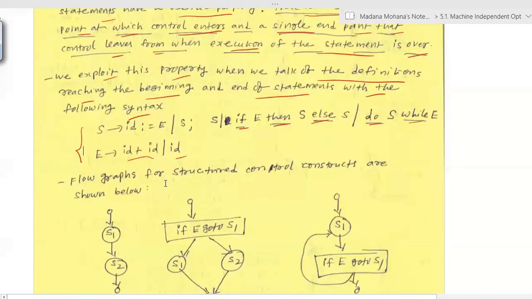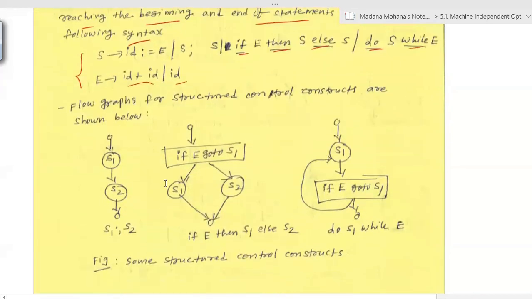Now for this, let us see the flow graphs, how these are all represented. Flow graphs for structured control constructs are shown below. So S1, S2, two statements. The flow graph is first statement 1 followed by statement 2. Before statement 1, there is the initial point, and after statement 2, this is the end point.